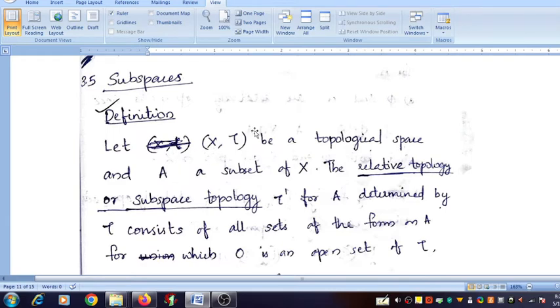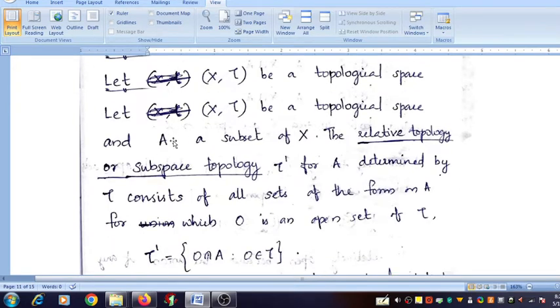Then we know that there is a topology associated with the non-empty set X, and that topology contains open sets which satisfy the axioms of the topological space. So X and tau together determine a topological space.